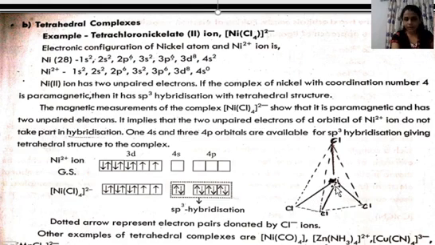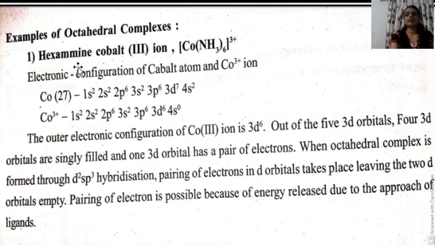The tetrahedral geometry is shown here. This is the nickel atom and these are the 4 ligands at the 4 ends of the tetrahedron. Okay. So following are the other examples of tetrahedral complexes: Ni(CO)4, Zn(NH3)4 2 plus, Cu(CN)4 3 minus, and MnCl4 2 minus, etc. Next, we will start now with the octahedral complexes.